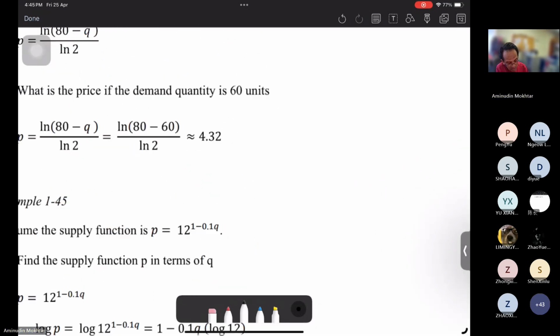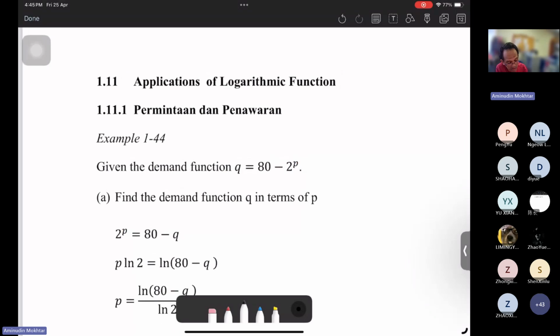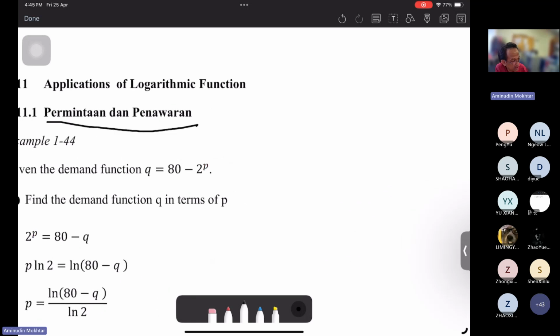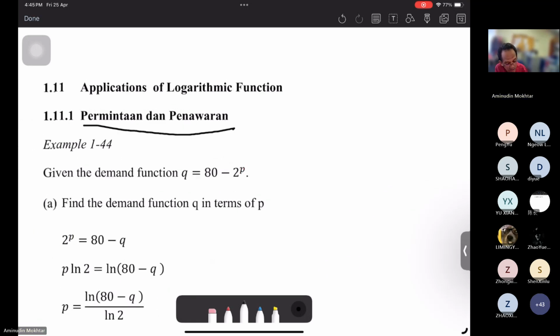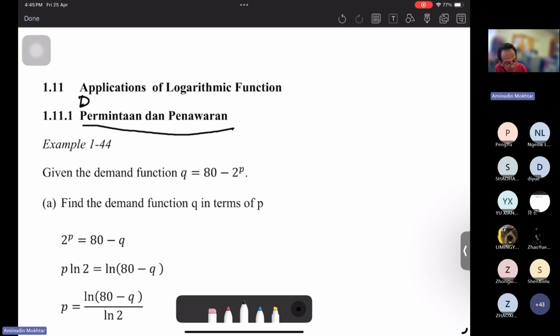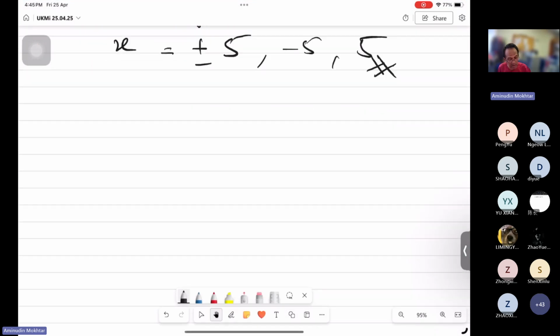This is in bahasa permintaan and penawaran. In English, we can write this as demand and supply. In English, permintaan is demand, but for supply, in bahasa we call it penawaran. Permintaan and penawaran, demand and supply. I will explain this example. I hope you can pay your attention.